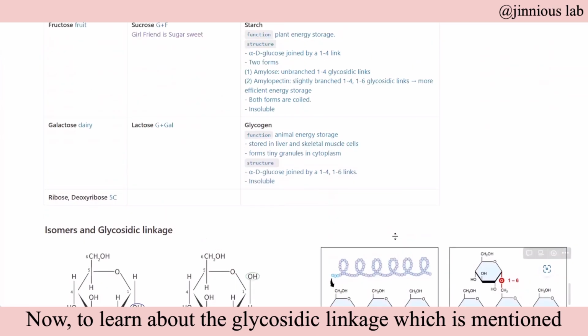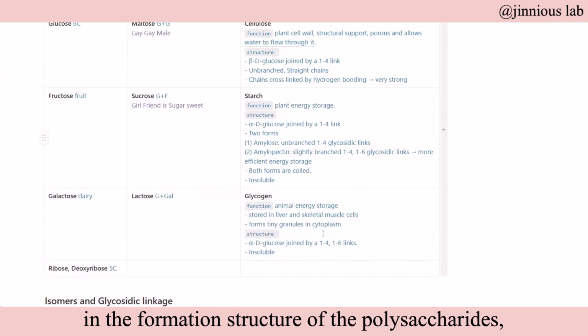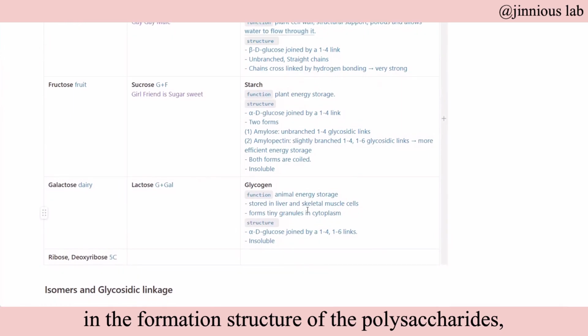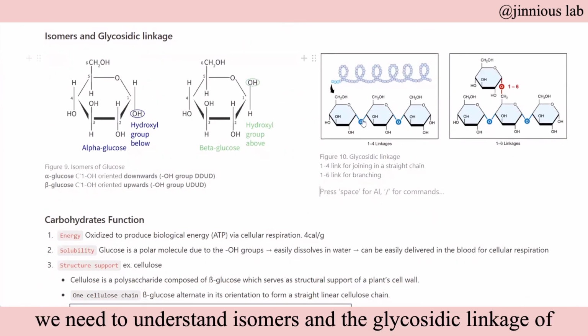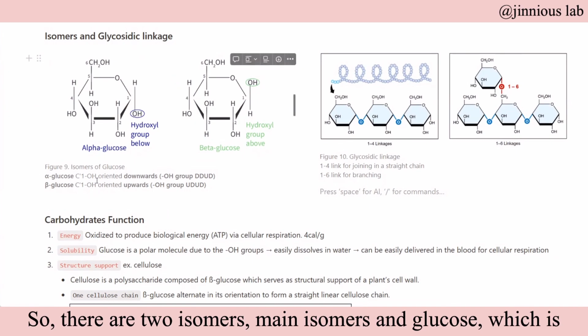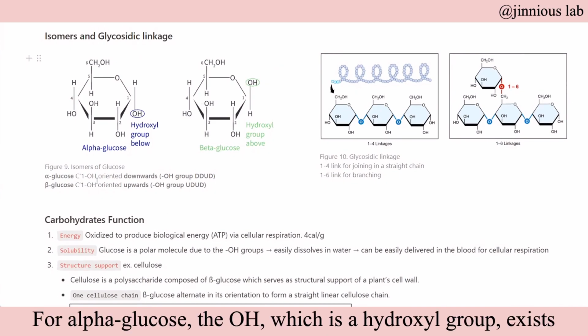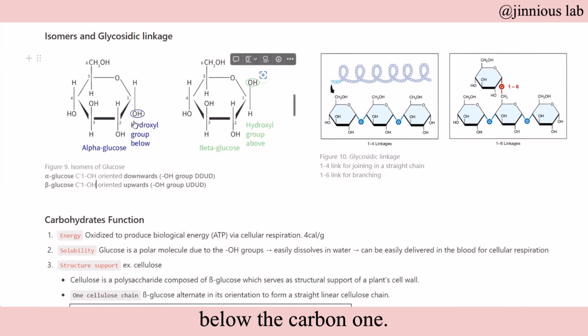Now, to learn about the glycosidic linkage, which is mentioned in the structure of the polysaccharides, we need to understand the isomers and the glycosidic linkage of glucose. So there are two main isomers of glucose, which are alpha and beta glucose. For alpha glucose, the OH, which is a hydroxyl group, exists below the carbon 1.